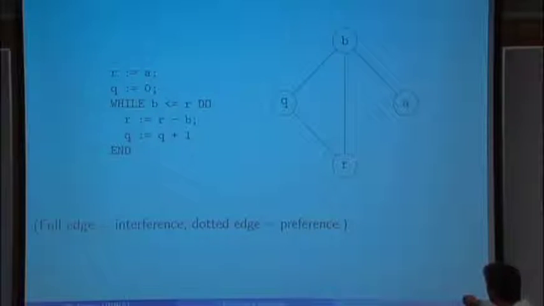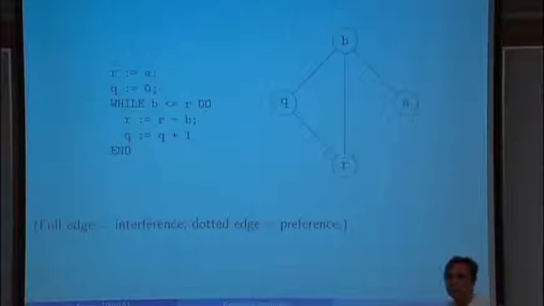And then I've added another kind of edge, the dotted edge, which is a preference edge. This one is not a strict constraint. It just says that if we manage to assign A and R to the same location, then we could get rid of this assignment, so that would do it better. Okay, but that's just a preference. It's to get better code, not to get more correct code.